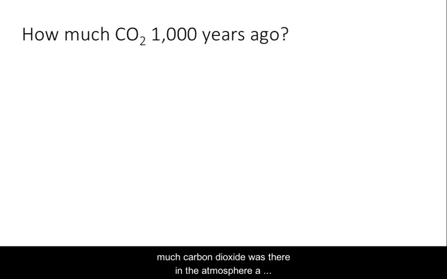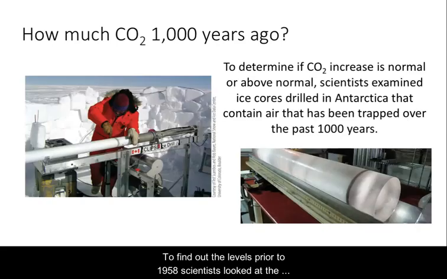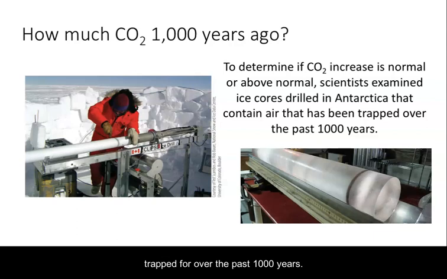Keeling's data of atmospheric carbon dioxide levels only covered the past few decades. So how could scientists look further back in time to understand if the increasing carbon dioxide trend had always been occurring, or whether that was something new? So the question was, how much carbon dioxide was there in the atmosphere 1,000 years ago? To find out the levels prior to 1958, scientists looked at the ice cores drilled in Antarctica that contain air that's been trapped for over the past 1,000 years.